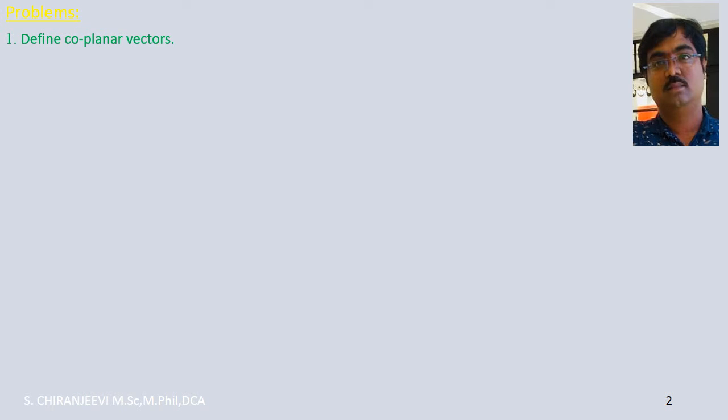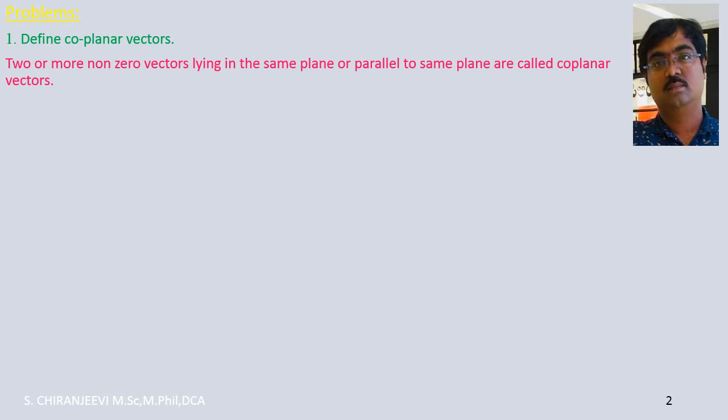First problem, define coplanar vectors. Two or more non-zero vectors lying in the same plane or parallel to the same plane are called coplanar vectors. So here two or more non-zero vectors which will be in the same plane or parallel to the same plane, we call them coplanar vectors.